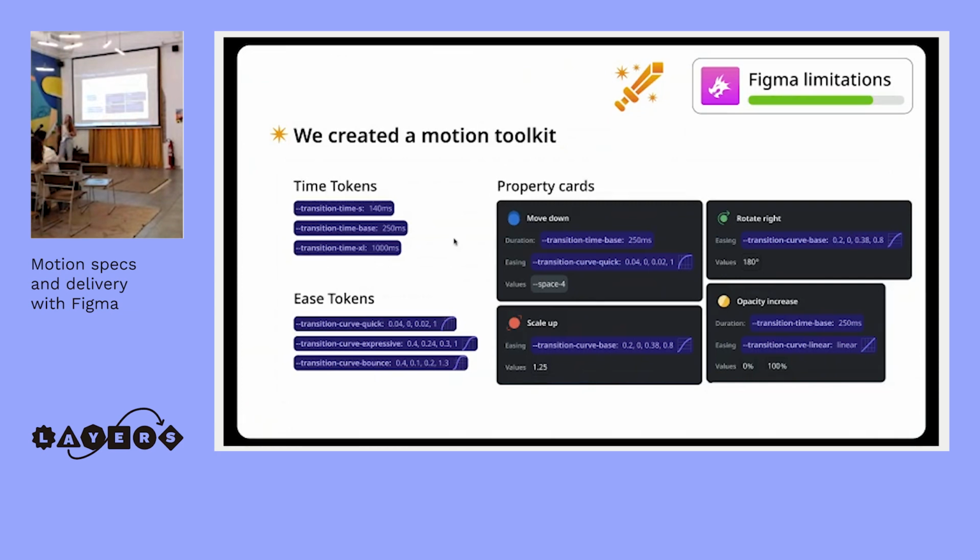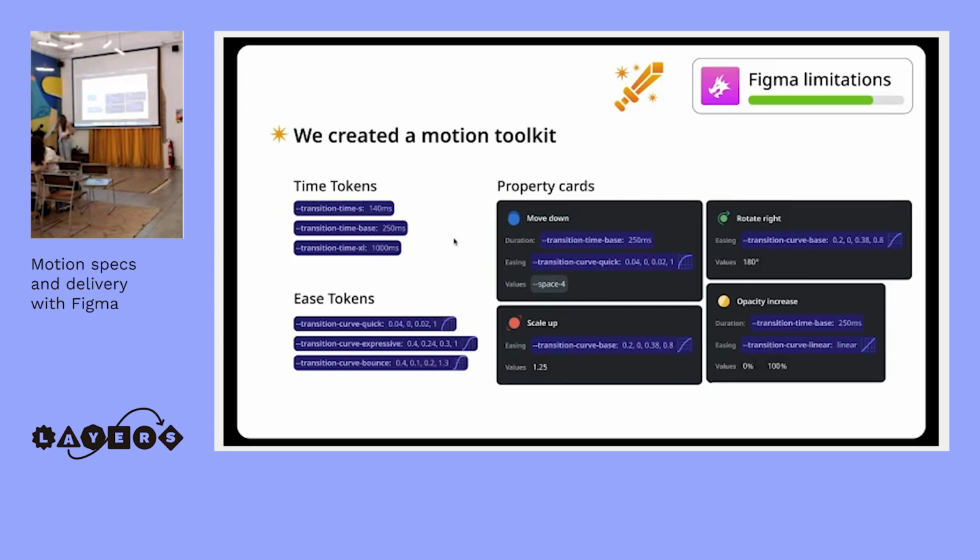So what we have in our code is tokens for time. So we have shorter times and longer times for specific things. And we have ease tokens, which is basically Bezier curves specifically for our product, so that we know that every transition that we have is consistent and it's the same everywhere. So there are no custom Beziers anywhere.